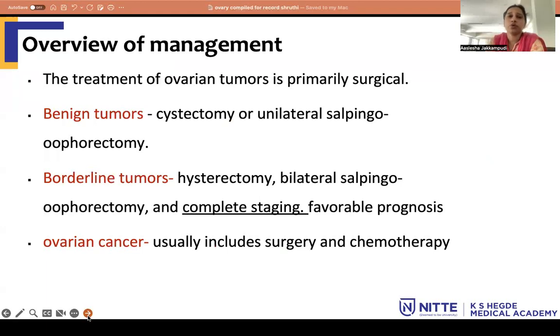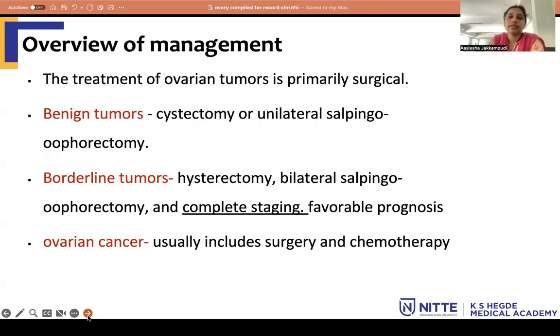So coming to overview of management, the treatment of ovarian tumors is primarily surgical. In benign tumors, cystectomy or unilateral salpingo-oophorectomy will be enough. There are no recurrences in case of benign tumors. Whereas in borderline tumors, hysterectomy with bilateral salpingo-oophorectomy is the treatment of choice, but there is requirement of complete staging. If it is stage 1 confined to the ovary, it has got favorable prognosis.